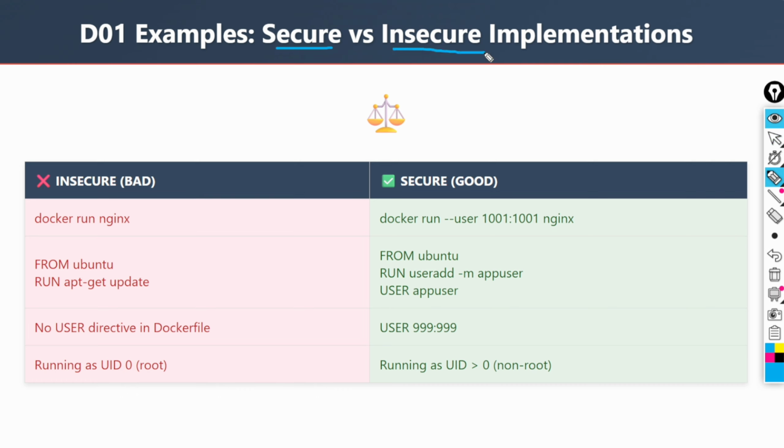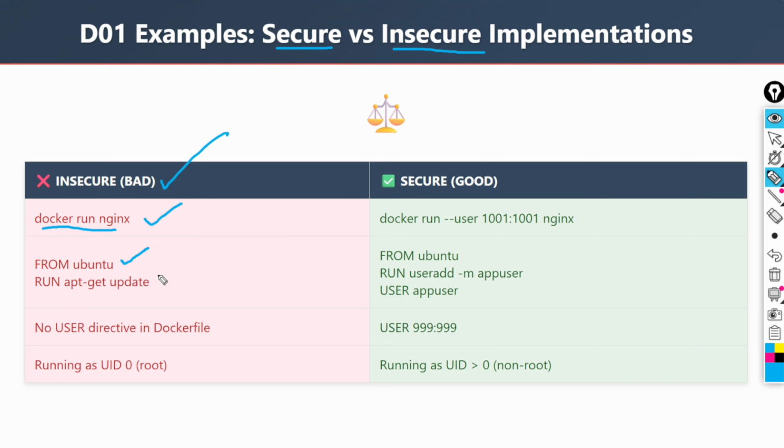Okay, and moving to the next slide, where we are going to talk about examples of secure as well as insecure implementation. If you see insecure, which is bad practice, we can say. So here let's go one by one through the commands. Docker run nginx. Basically, this command runs a container as root by default. No user is specified in this case. And here, from Ubuntu, this basically means the base image is used here, but no user is configured.